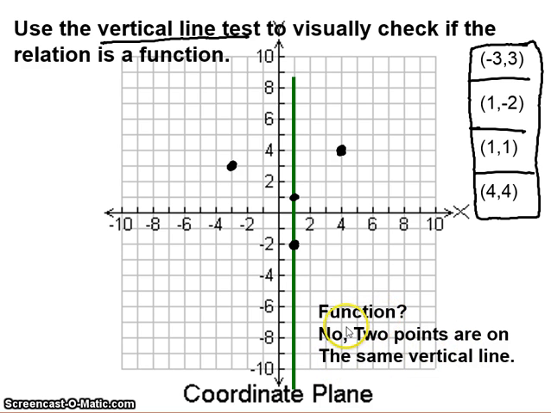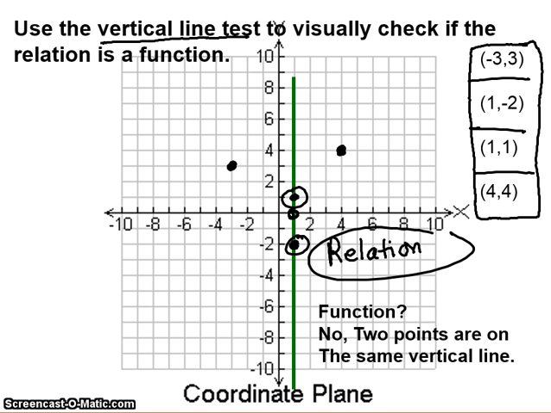So is it a function? No. This is a relation because more than one point is touching the same input. This input of 1 right here had this output and this output. So it is therefore a relation and not a function. And you can see that from the ordered pairs. The same input has 2 outputs.